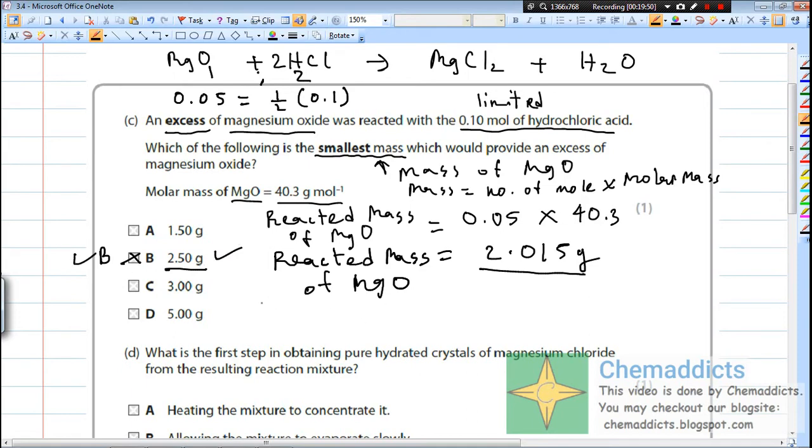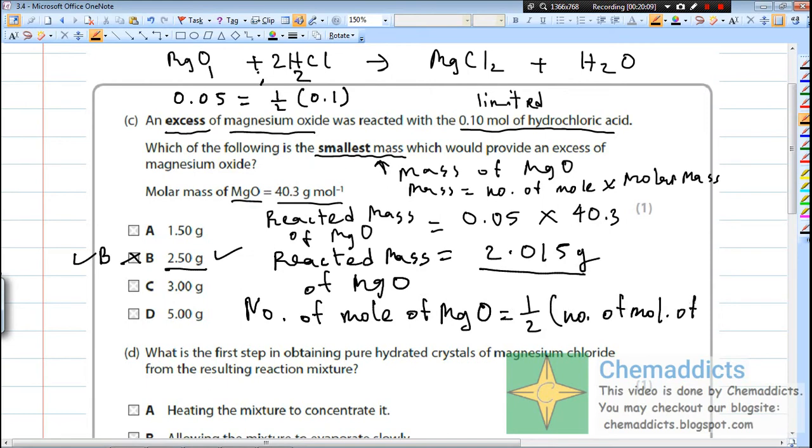Here we have used another relationship: the number of moles of magnesium oxide is equal to half the number of moles of HCl. We have just used this relationship over here. So this is how we find the answer. Fellas, I hope that you have understood the question as well as the solution.